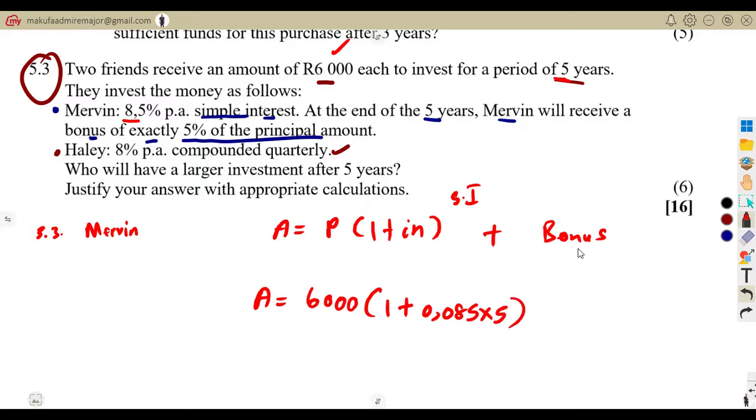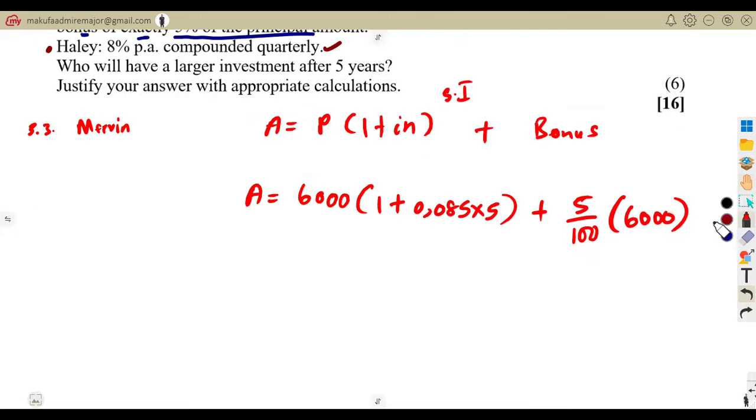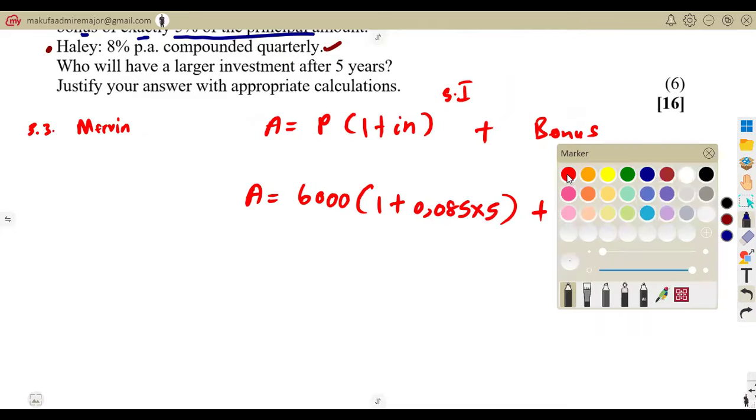This is not going to change. What about his bonus? The bonus for Mevin is that he is going to receive a bonus, exactly. Take note, guys, the statement is exactly given there. They said exactly 5% of the principal amount. Exactly 5%. So that's 5 over 100 of what? The principal amount, which is 6,000. So 5% of that is the bonus. This is the bonus that he has to obtain.